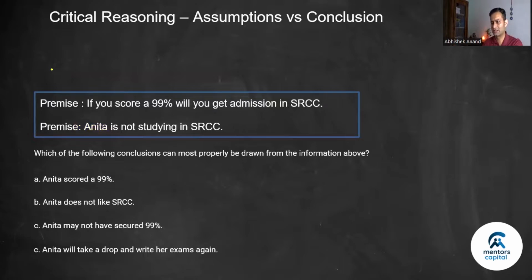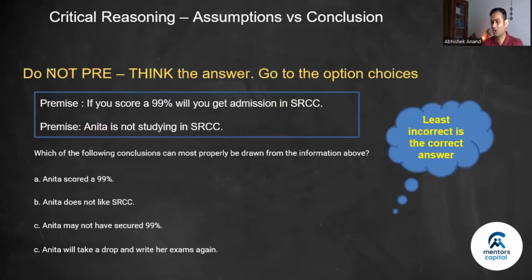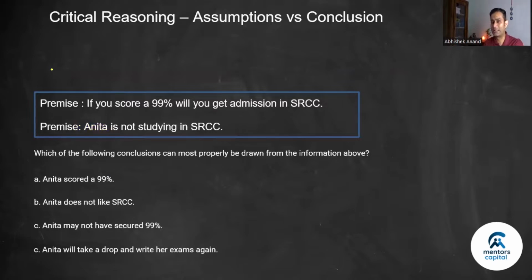Now compare this with a conclusion question. So let's say two premises have been given to you. If you score a 99%, you will get admission in SRCC. Anita is not studying in SRCC. So two facts are given to us. And now the question is, which of the following conclusions can be properly drawn from the information above? So what you're supposed to do is, do not pre-think, guys. Come to the choices directly and focus on the claims. In number 1, the claim is Anita secured a 99%.